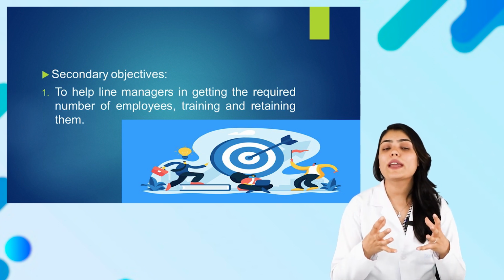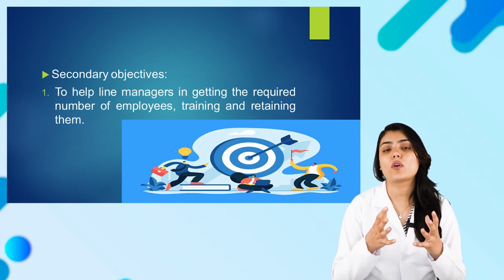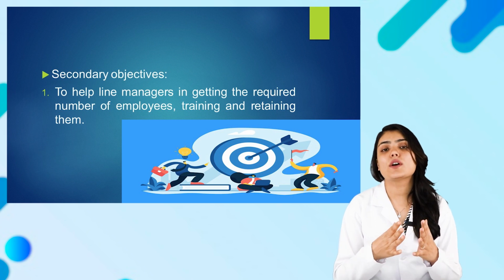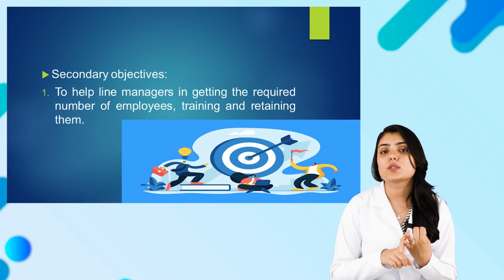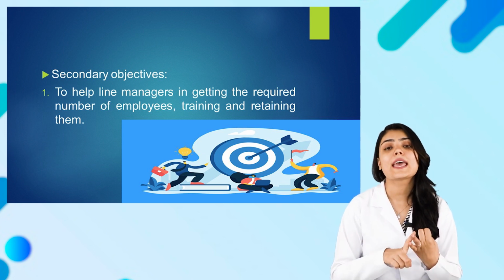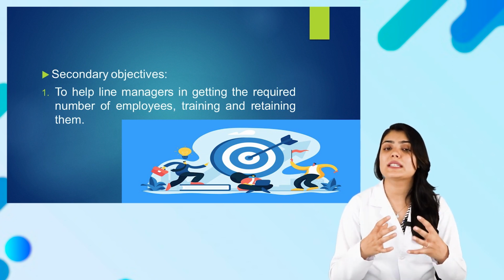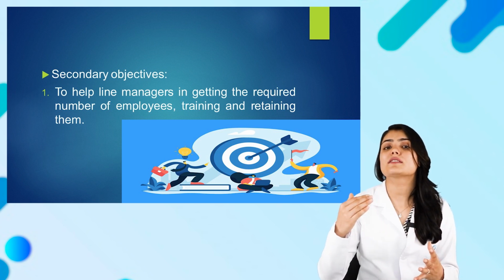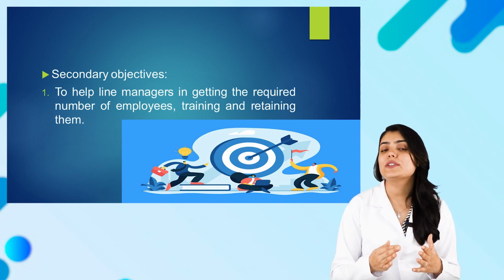Once the required number of employees are hired, once they are recruited, they are to be trained according to the institution, according to the goals of the institution, and according to the job description given to them. So training the employees is also another important secondary objective of human resource management. And finally, once the employees are recruited, trained, and become skillful, retaining those employees in the organization so that they can serve the organization for a longer period of time is also one of the secondary objectives of human resource management.